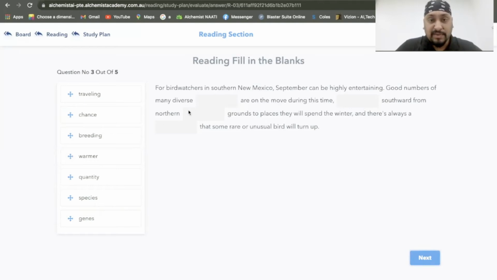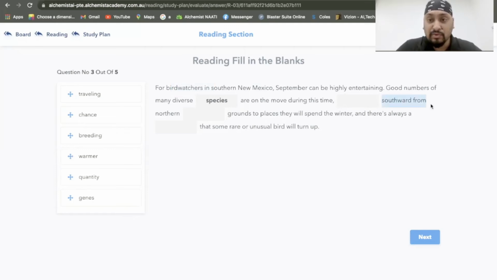For bird watchers in southern New Mexico, September can be highly entertaining. Good number of many diverse dash many diverse. Many is not singular, it's plural. So the answer of this blank is most likely something in the plural form. So let's see what we have in the plural. I've got genes and species. Can genes be on the move? Not really. It is about bird watchers. So we will definitely put species are on the move during this time.